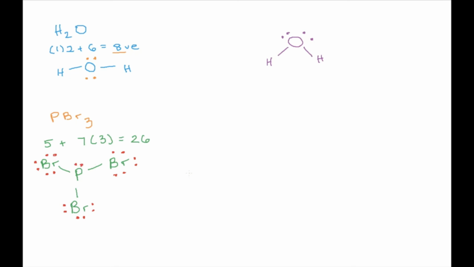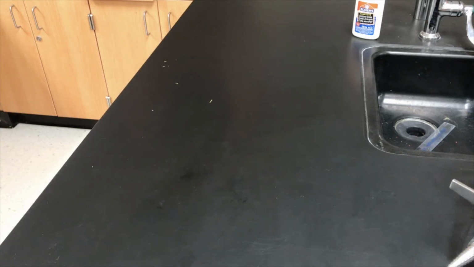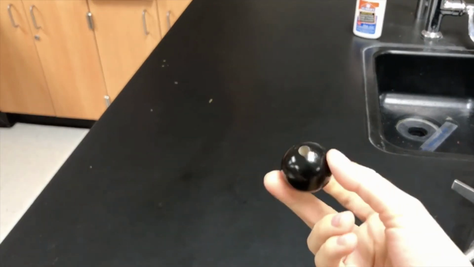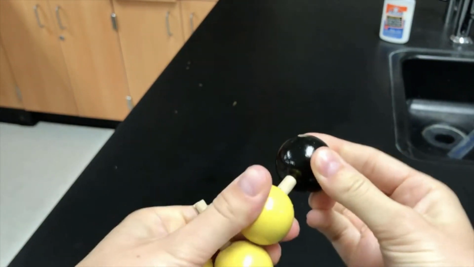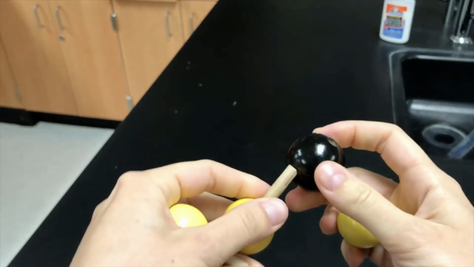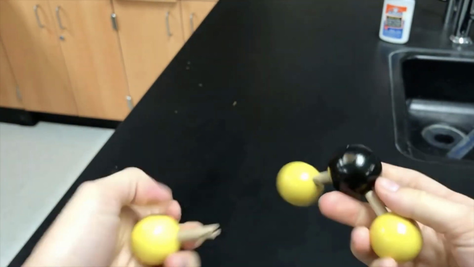Okay, now let's look at it using the model kit. For PBr3, I'm going to take my phosphorus. I'm going to take this black ball again. Okay, remember you've got 4 different possible places to place your atoms. I'm going to put 1 here. So 1 bromine there, 1 bromine there, and then finally 1 bromine there.